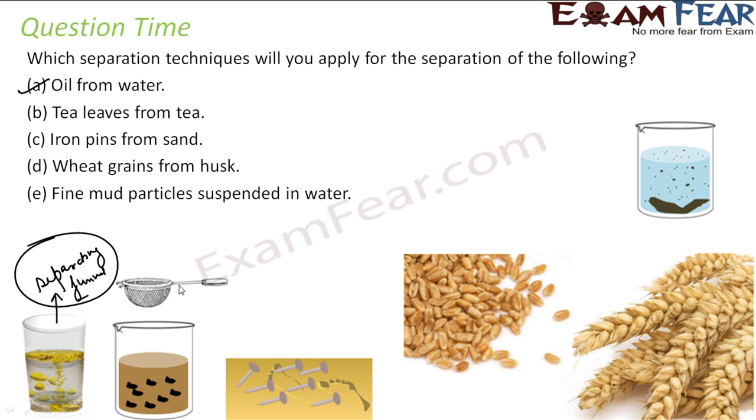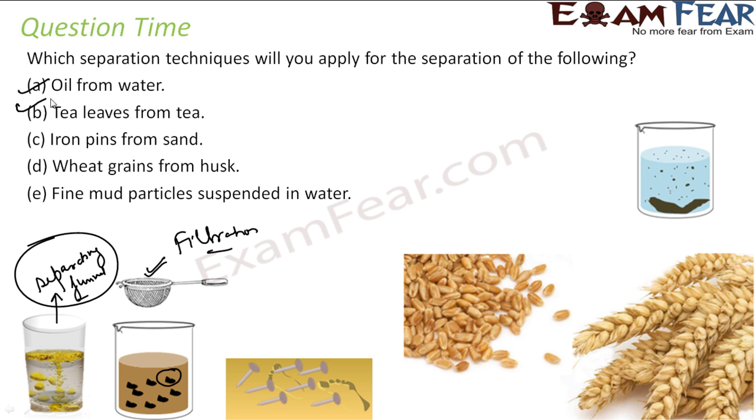The next is tea leaves from the tea. Let's suppose you're preparing tea. This is a tea and it will have some tea leaves when you prepare, and you have to separate them. Since tea leaves are big in size, you can actually use a sieve, that is a filtration process, to separate tea leaves from the tea.